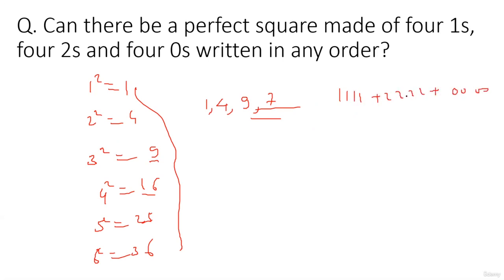Okay, you add all these digits, right? 4 ones, 4 twos, 4 zeros. The sum basically comes out to be 12. Not possible, right? So since the squares of like natural numbers, perfect squares are always having the sum 1, 4, 9 or 7. Okay, you can never have a perfect square like this. 4 ones, 4 twos and 4 zeros.